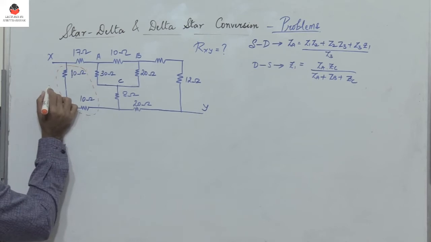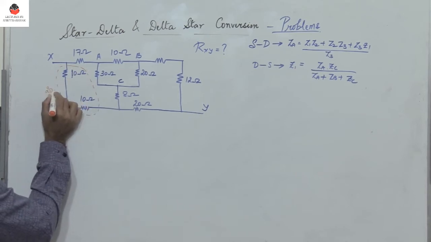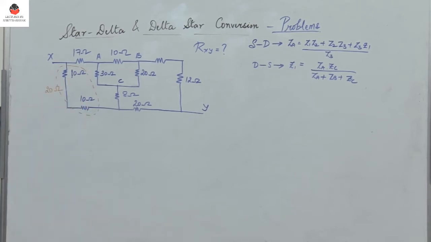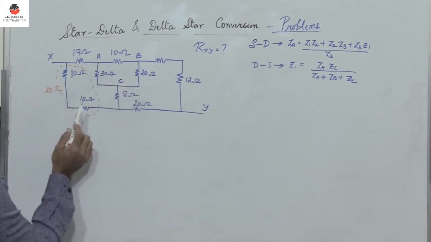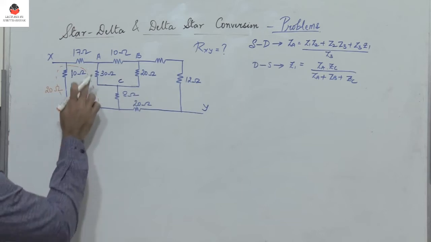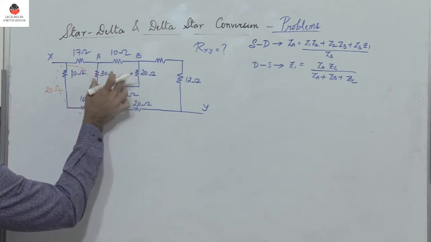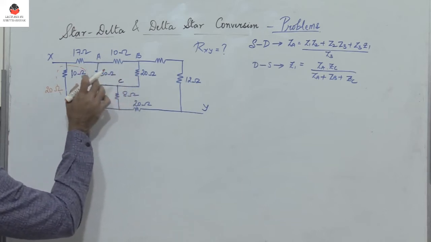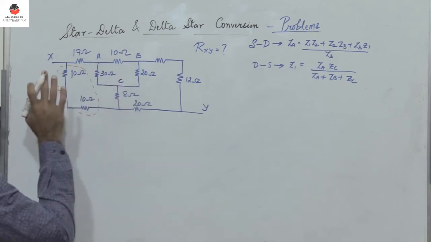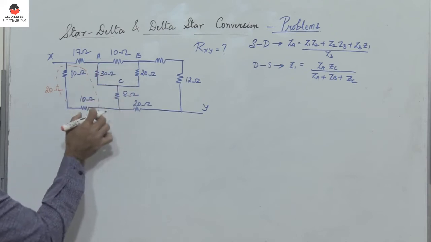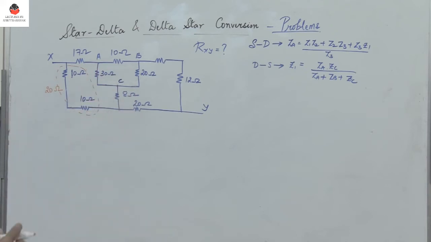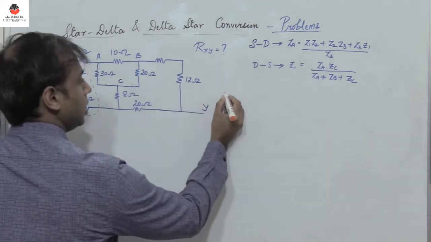So the equivalent resistance here is 10 plus 10, which is 20 ohm. Alright, so now here observe A, B and C, there are three resistors, and these three resistors are in the form of delta. So I can convert this delta to a star so that I will be able to simplify and get the final equivalent resistance. So let me write here.